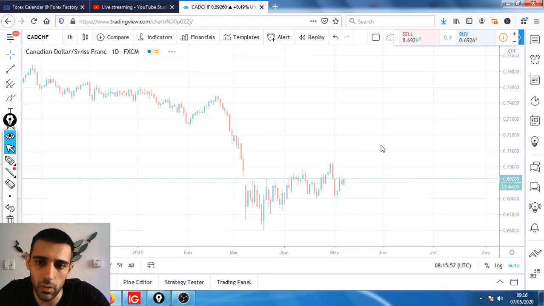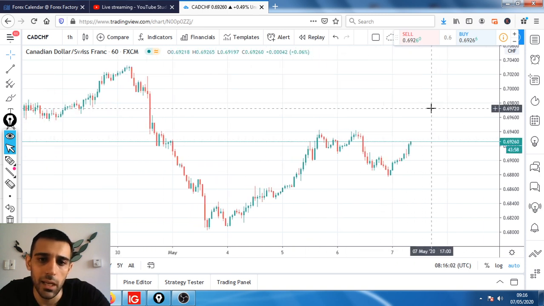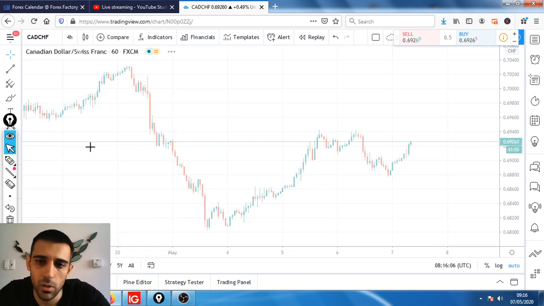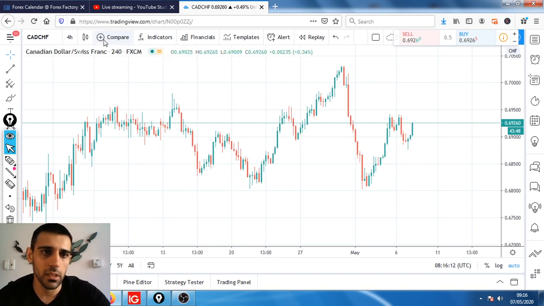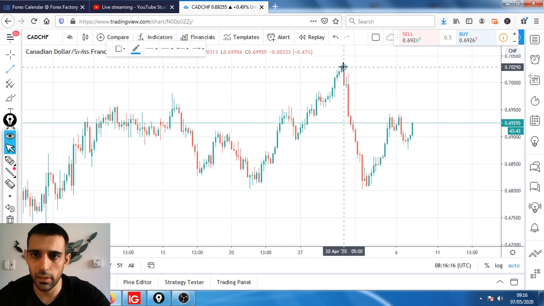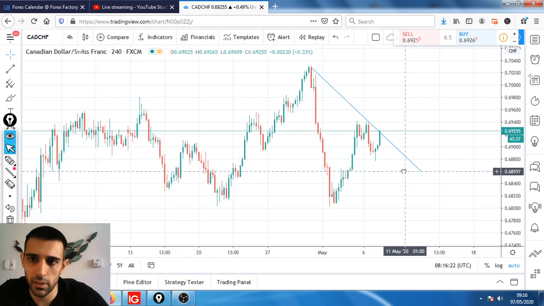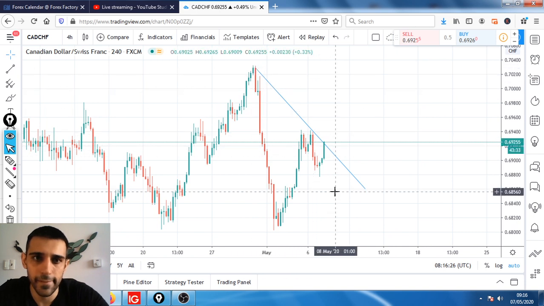Okay, let's go to the 1 hour time frame. I already had a 4 hour time frame. In this case, I would be looking more at the 4 hour time frame. Let me just put the trend line up here. Okay, we do have this trend line in here.